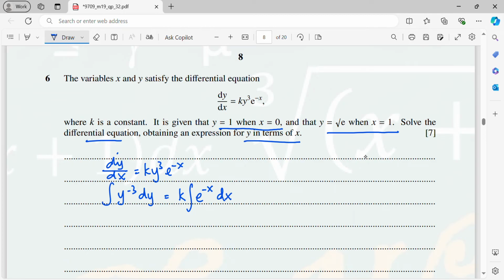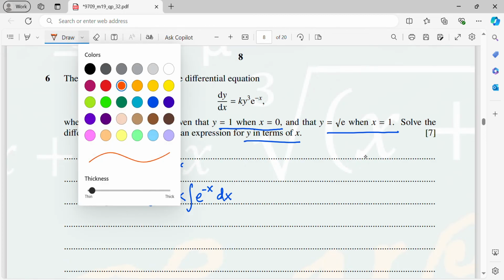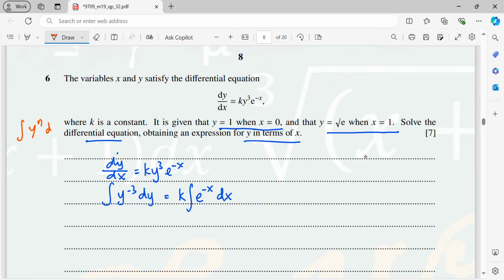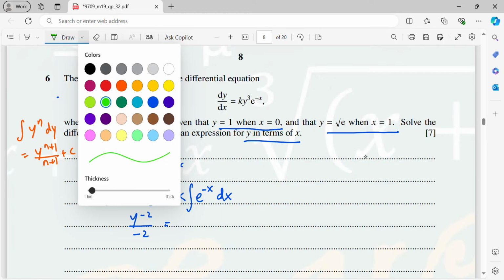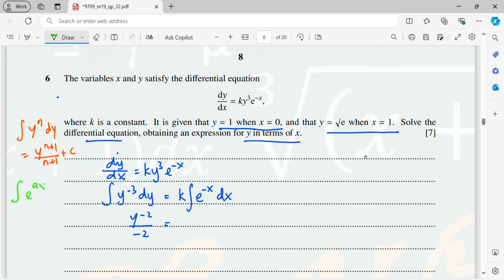Okay, so now when you integrate y to the power n, same as just now, this is going to be y to the power n plus 1 over n plus 1, then plus c. So that means now you are getting y to the power of minus 2 over negative 2. For the right side, to integrate the exponential function, you need to rewrite the whole exponential function and differentiate the power of e, that is a.